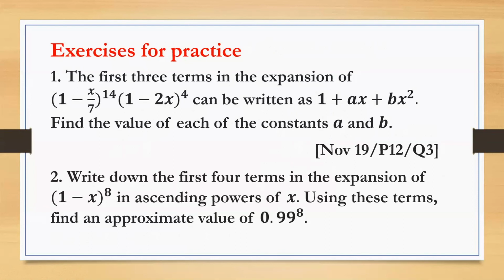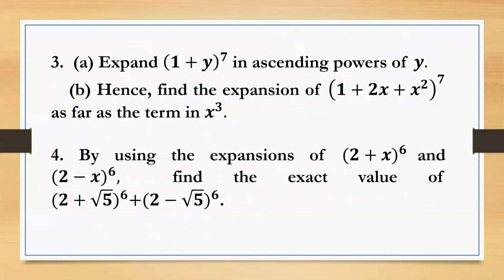Number 2, write down the first four terms in the expansion of (1 − x)^8 in ascending powers of x. Using these terms, find an approximate value of 0.99^8. So here, remember you need to use the formula to find the first four terms, and then you equate 1 − x to 0.99 to obtain the value of x, which you then replace in the expansion.